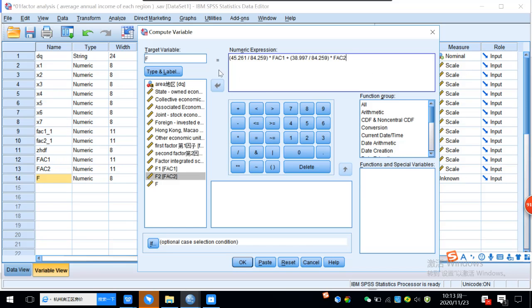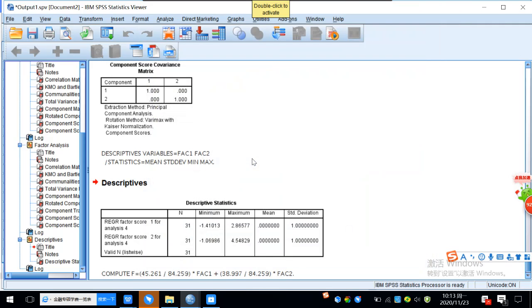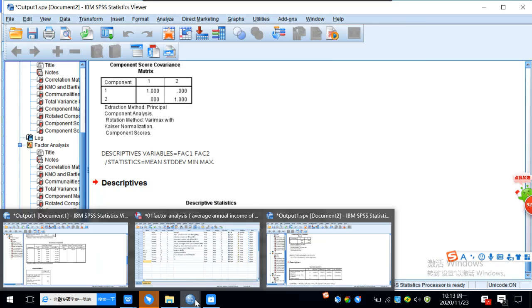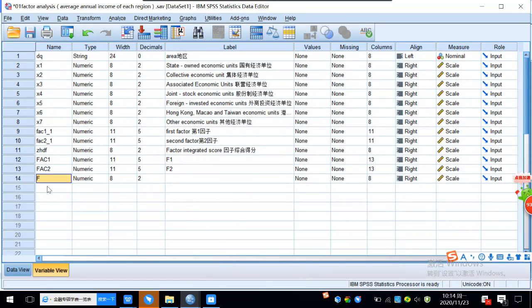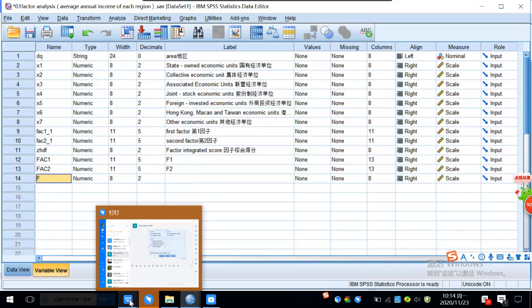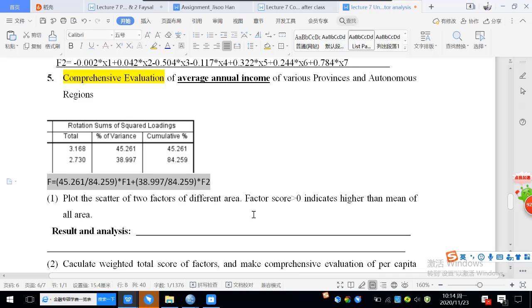Okay, here we use this equation to calculate the comprehensive evaluation F. Now, we have the comprehensive evaluation F. Also, we have F1, F2, and F.